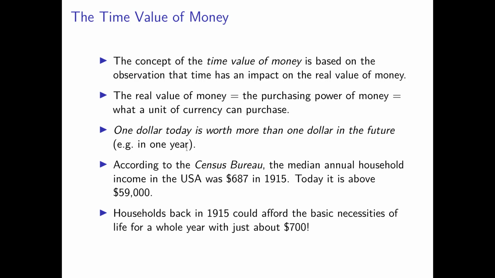That's really because of the impact that time has on money. For example, according to the Census Bureau, the median annual household income in the USA was $687 in 1915. In other words, in 1915, an American household could afford the basic necessities of life with only about $700. Today, this amount is above $59,000 on average. Simply because the value of money was higher, the value of the US dollar was higher in 1915 than it is today.